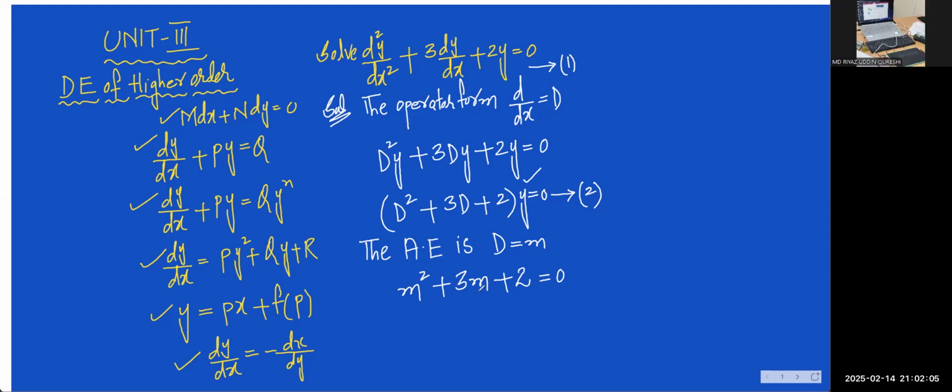You can either use the calculator or do it manually. Look at that, 2m square, the possible factors to get 3m: 2 ones are 2m and m. You can easily get the factors of this one. There are only 3 possibilities: you will get the same root, you will get different roots, or you will not get real roots.